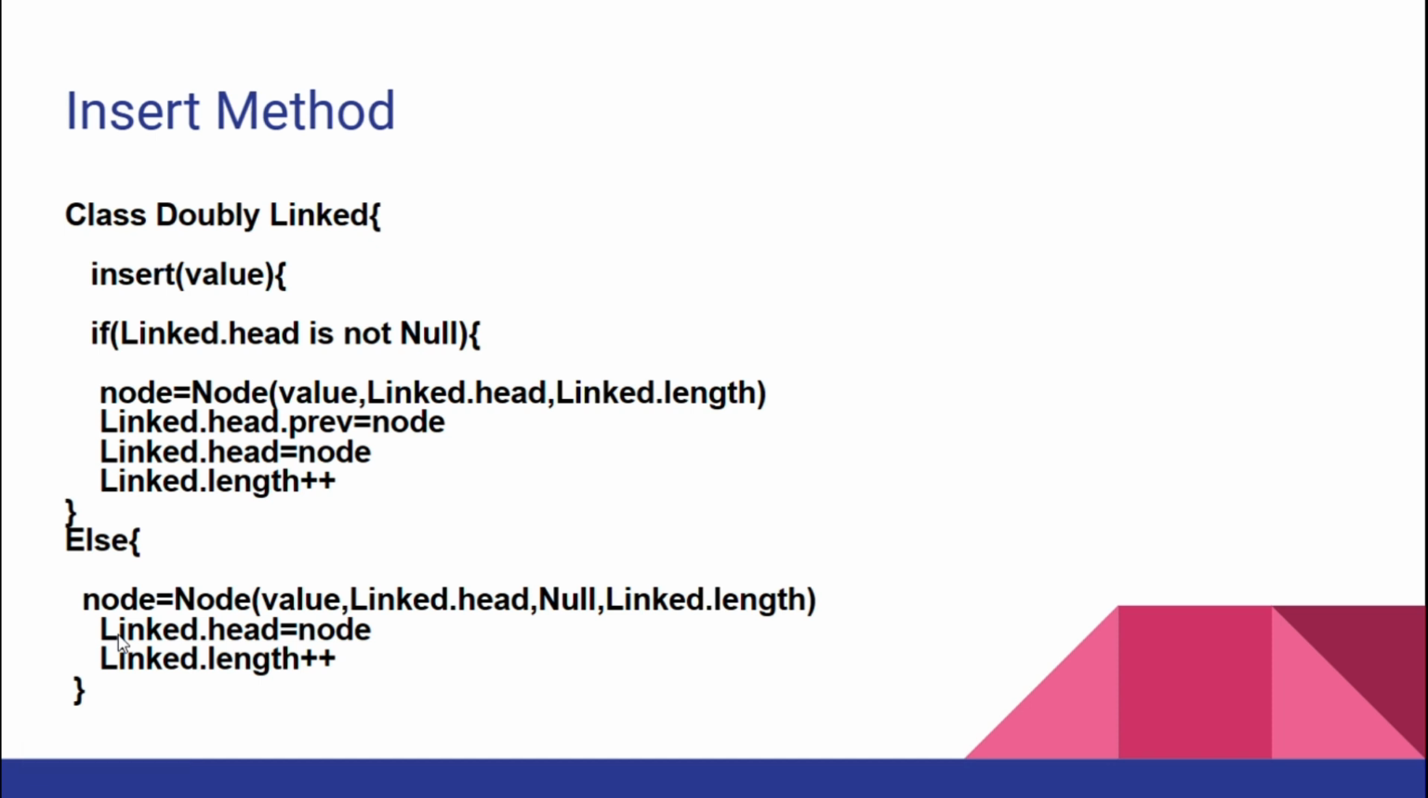Then after that, it changes the head to that node object and increases the length by 1. Remember, this is when the head is null. So when the head is not null, this is what happens. The same process is repeated, but now there's a slight variation. First, a node object instantiation is made. Then the head dot previous attribute is going to be equal to the node object that is about to be inserted into the linked list. Then the head will be set to the current node object, and the length will be increased by 1.